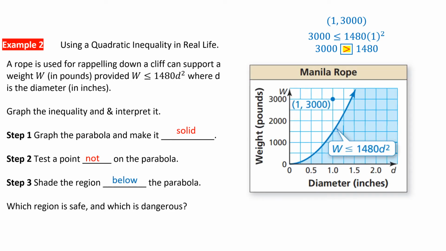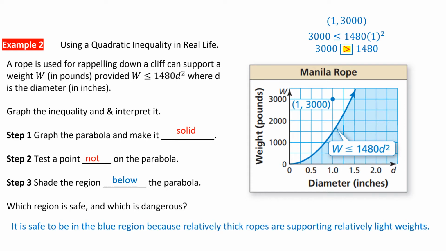And so we're going to want to shade on the other side. We're going to want to shade below the parabola. And you can see the image that our authors have given to us. They want us to interpret this, and the idea would be that we would like to be in the blue region because as our values are going out to the right, the diameter of the rope is getting thicker and thicker and thicker, and so we can hold more and more weight. That's why the parabola is going upward.